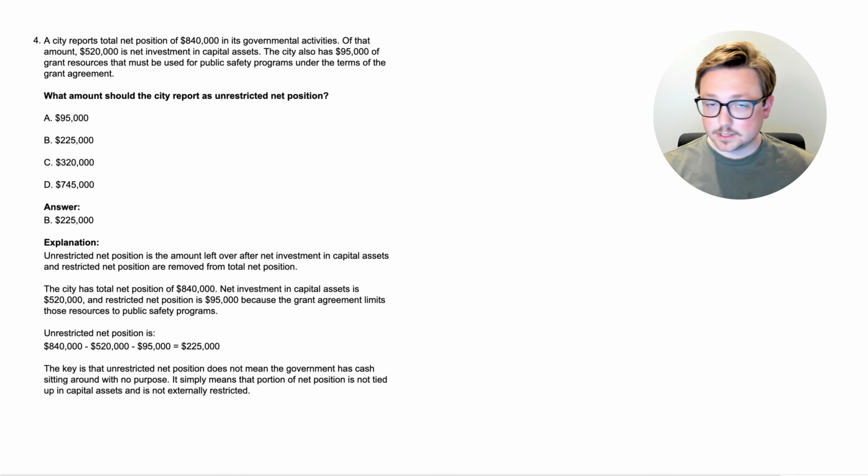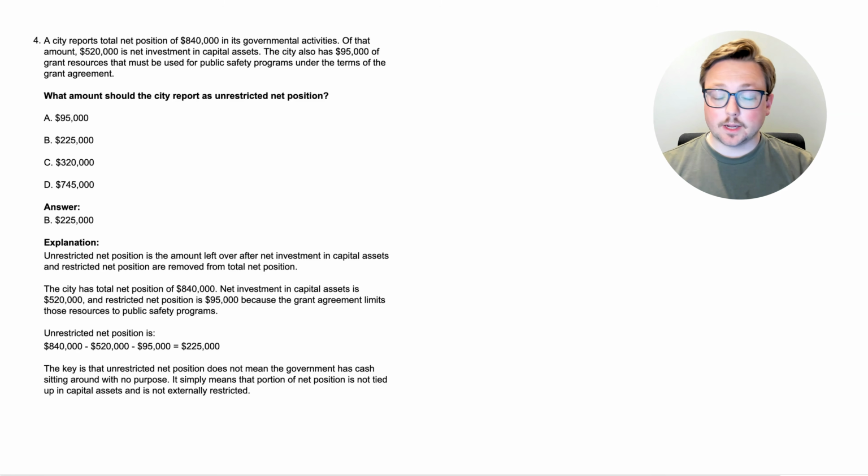Now, this is the simplest of the 3. We're going to go through this and you'll think, wow, this is a lot easier than the other 2. Unrestricted net position is the amount left over after net investment in capital assets and restricted net position are removed from total net position. So it's literally just what's left over.